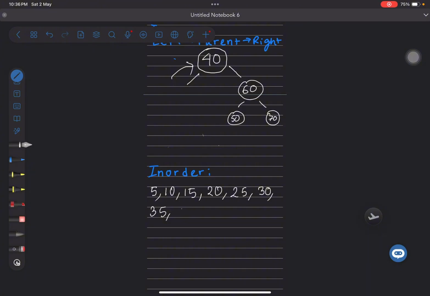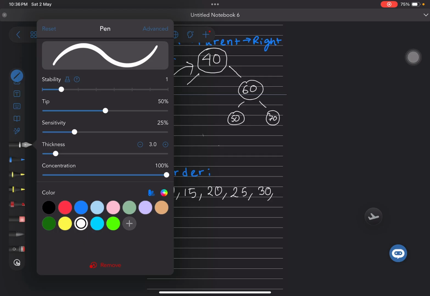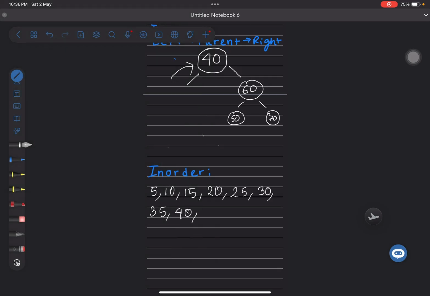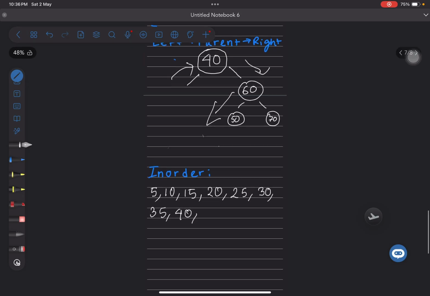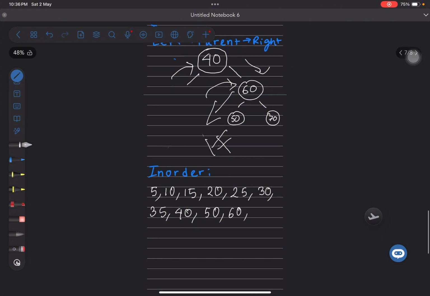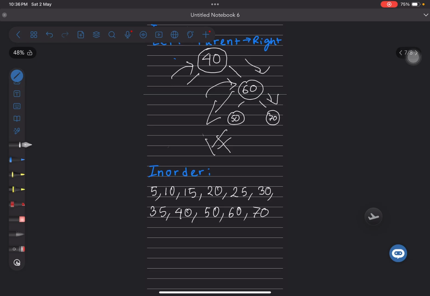So now we have the parent, who is 40, and then we go to the right, but remember, we have to go to the absolute left possible. So what is the left of 60? We have to hit 50 first, and after 50 there is no more left. So we go back to the parent of 50, who is 60, and then we go to the right side, which is 70. And this would be the in order of the tree that we have just done.